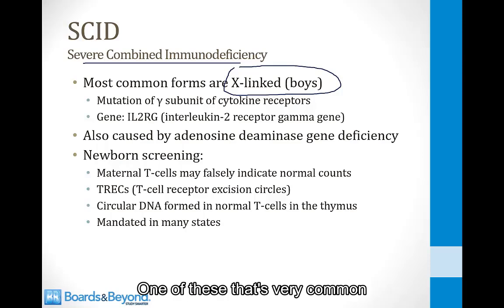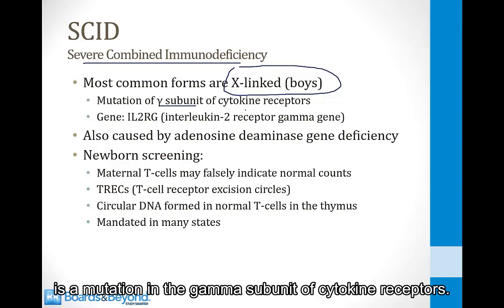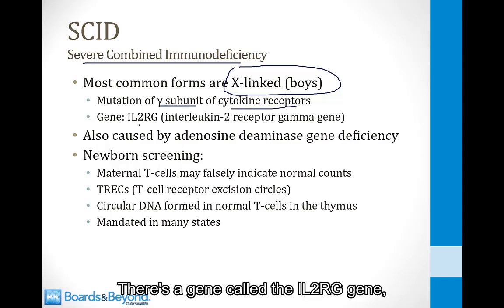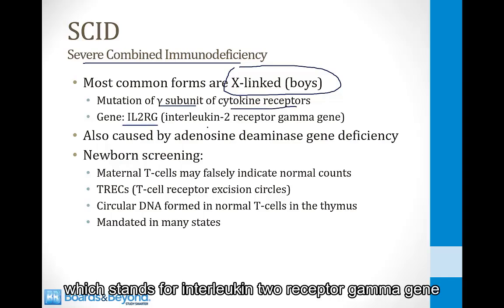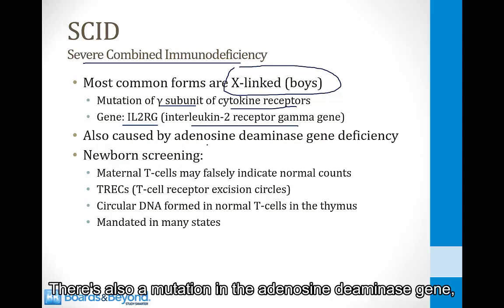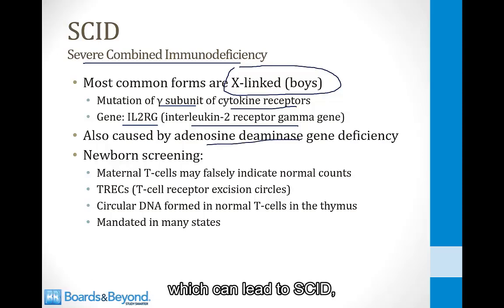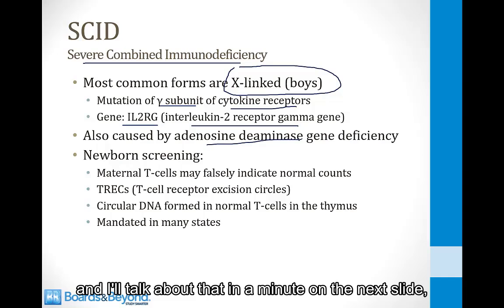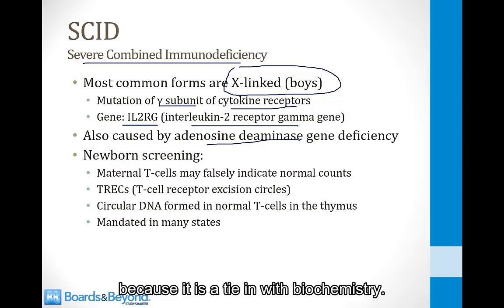One of these that's very common is a mutation in the gamma subunit of cytokine receptors. There is a gene called the IL-2RG gene, which stands for interleukin-2 receptor gamma gene, and mutations in this gene have commonly been associated with SCID. There's also a mutation in the adenosine deaminase gene, which can lead to SCID, and I'll talk about that in a minute on the next slide because it is a tie-in with biochemistry.